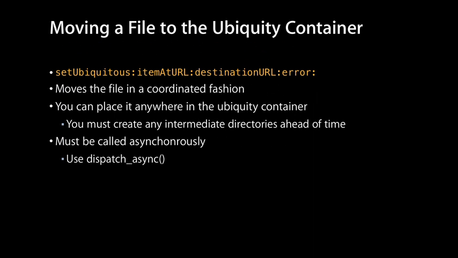So how should you move a file to your Ubiquity container? Say you've got a file in your application sandbox. How do you properly move that over? Well, NSFileManager has a method called setUbiquitous:itemAtURL:destinationURL:error. All you need to do is call setUbiquitous YES, pass in the URL to where the file currently exists in your application sandbox, and then pass in the URL in your Ubiquity container where you want this file to end up. NSFileManager will move this file in a coordinated fashion, but you need to make sure that you create any intermediary directories ahead of time. It's important to note that this method blocks, so you want to make sure that you call this asynchronously, typically via something like dispatch_async.